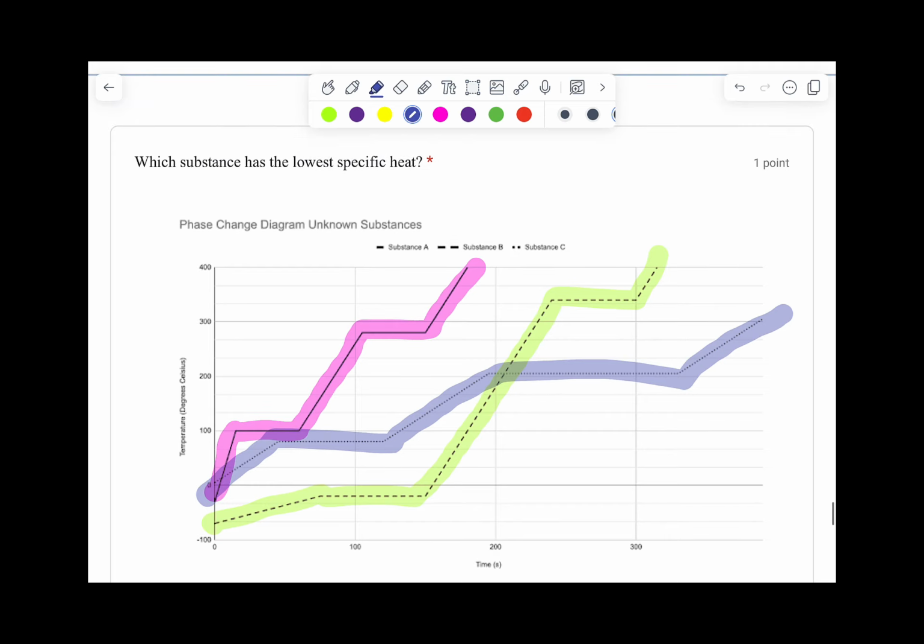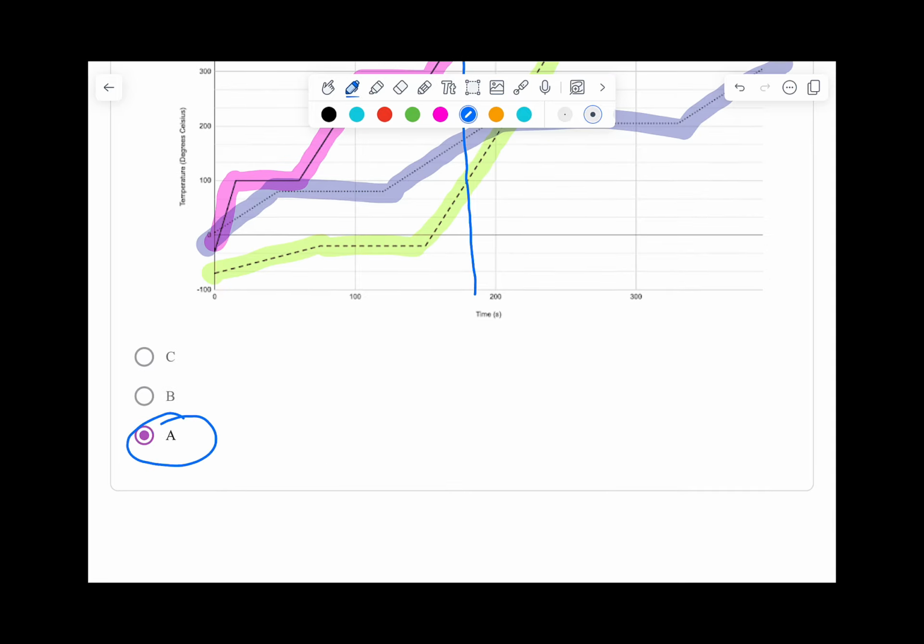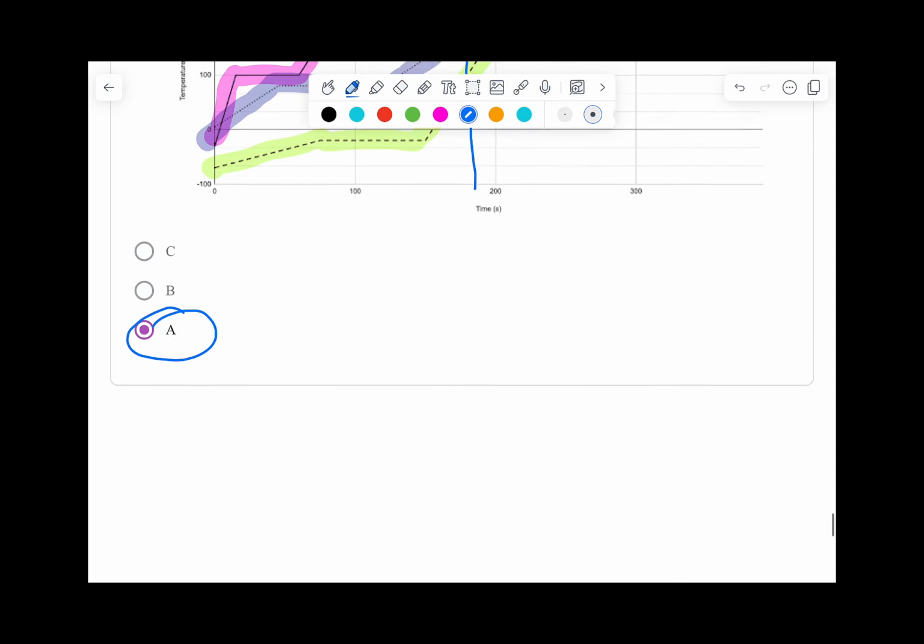This question, which substance has the lowest specific heat? This time, you guys, if it's the lowest specific heat, it means this is the one that heats the fastest. And what we already figured out, based on the fact that substance A only took about 180 seconds, is that A has the lowest specific heat.